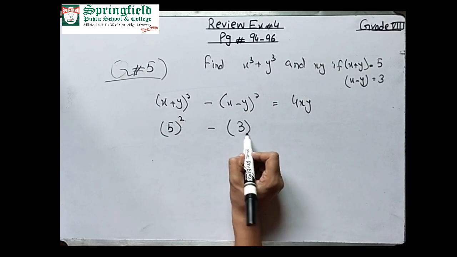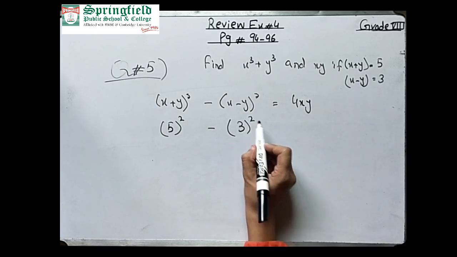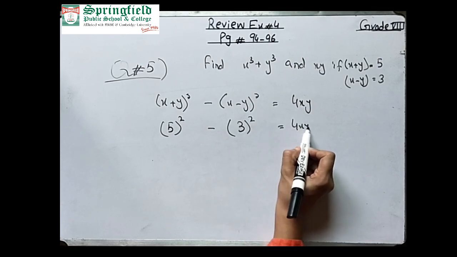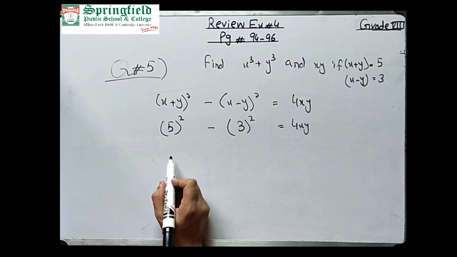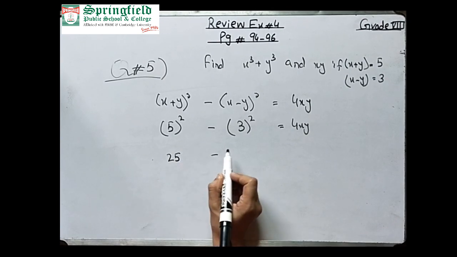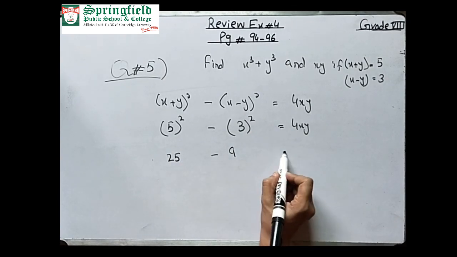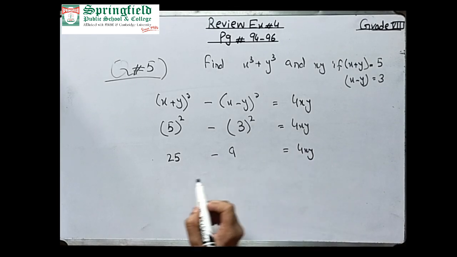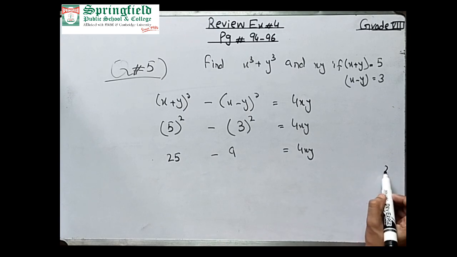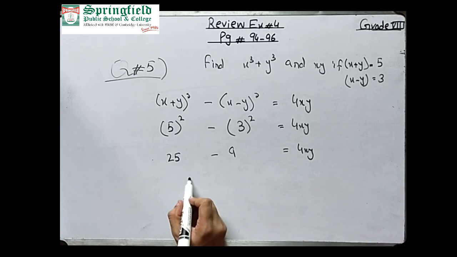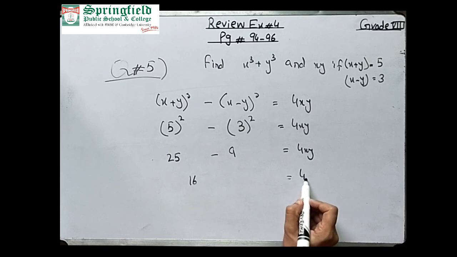x − y, the value of x − y is 3. So take the square, and 4xy will remain the same. So 5 square means 5 multiply 5, 25, minus 3 multiply 3, 9, equals 4xy. So 25 minus 9, what will be the answer? 16. So 16 is equal to 4xy.